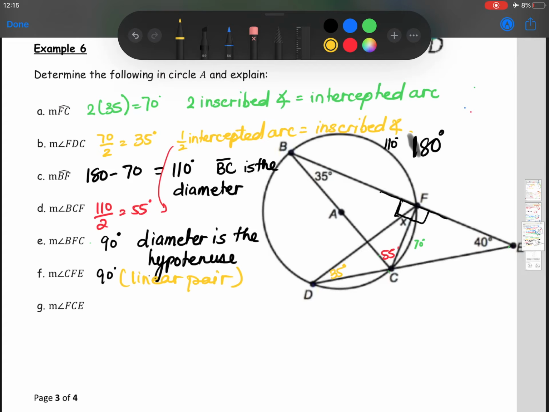And the last one, FCE. I know it's a right triangle. I know this is 90, this is 40, so it's going to be, you know, 3 angles in a triangle is 180. So 180 minus 90 plus 40 is 130, which is 50 degrees, because angles in a triangle equals 180 degrees.